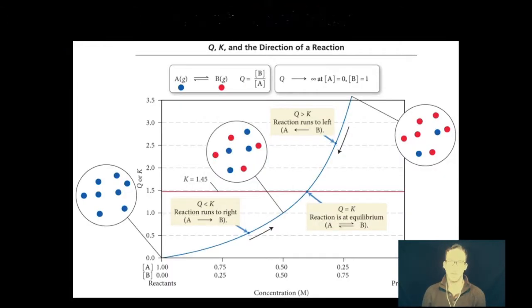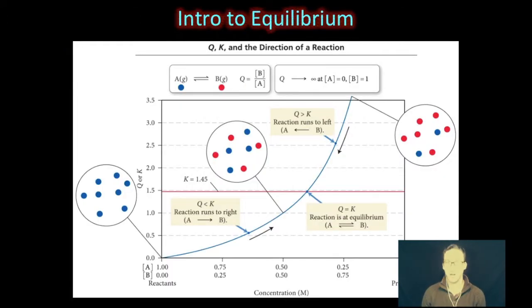Now, in your notes, you're given a real thriller of a graph just to illustrate this point and the relationships between Q and K. Notice there you're given just sort of a general reaction of A forming B. Q is just the relationship between your product B and your reactant A. Notice that initially, as you start here, you are going to have all reactant and no product. And here we've got mostly product and no or very little reactant.